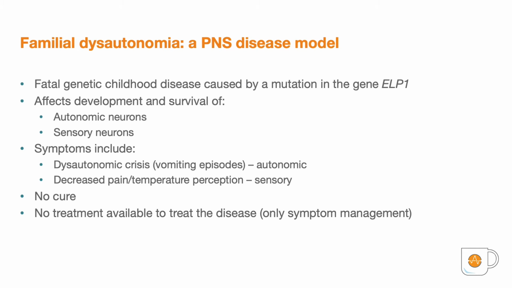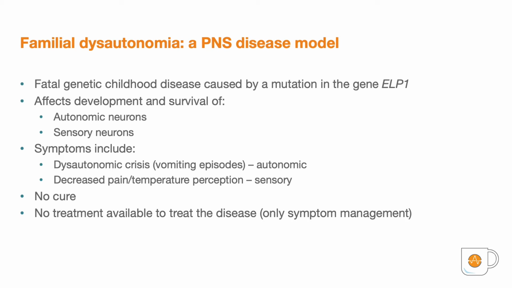One example of a hereditary disease affecting the PNS is familial dysautonomia. FD is a genetic disease caused by a mutation in the gene ELP1, which causes its downregulation. FD affects development and survival of all the PNS, including autonomic and sensory neurons. Patients show a wide range of symptoms. For example, a symptom caused by dysfunction of autonomic and sensory neurons is the dysautonomic crisis, which are vomiting episodes that occur when the patient gets excited or stressed.